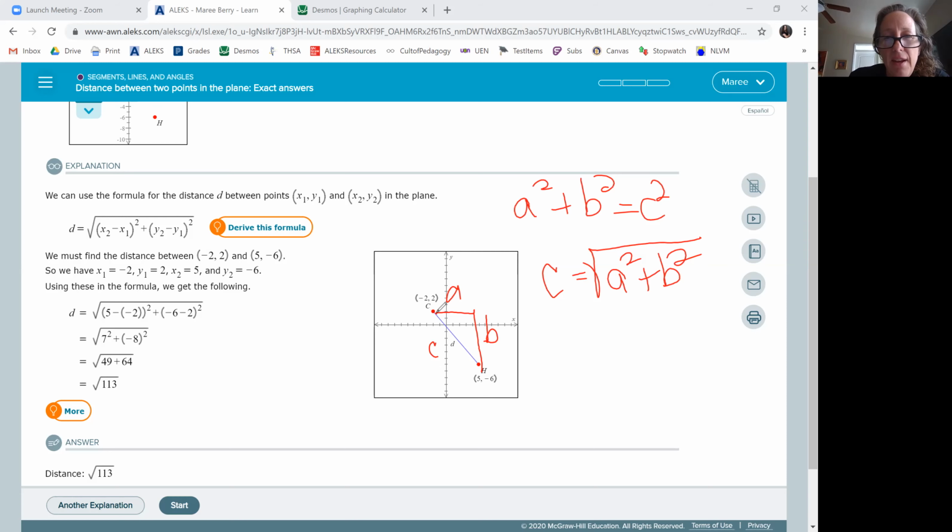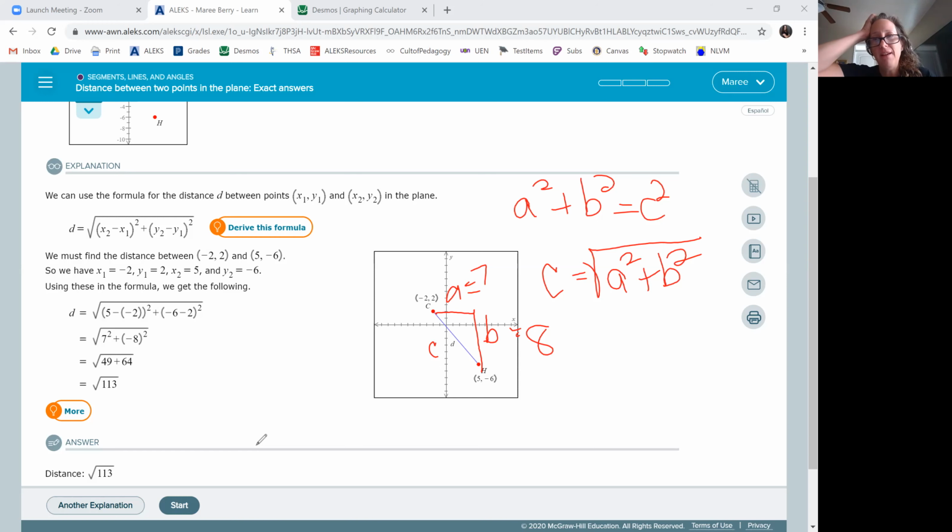So A here, how long that is between the first point and the second point, is between the x's. So I look at the 5 and the -2 and say, oh, those are 7 units apart. And then I look at the y values to see how far apart they are, up and down. So I take -6 and 2, and how far apart are those? They're 8 units.